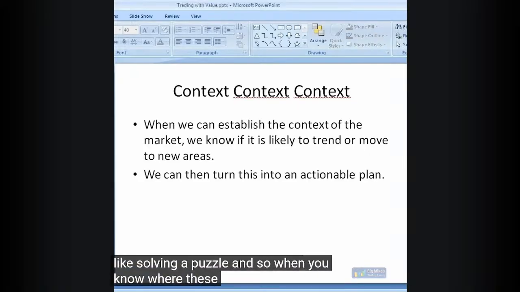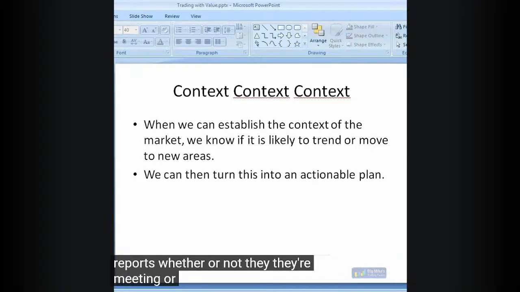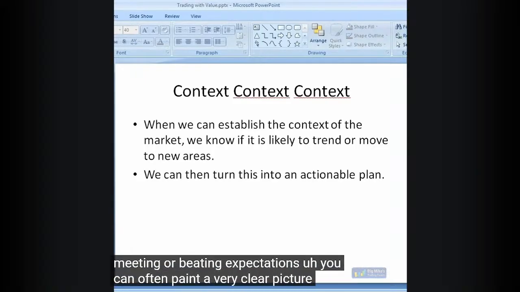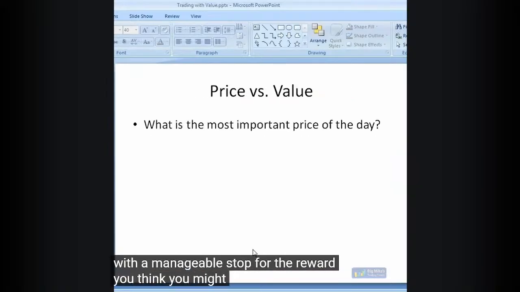And so when you know where these areas of high and low volume are and what the price action is doing, and then you can see the news reports, whether or not they're meeting or beating expectations, you can often paint a very clear picture of what is likely to happen. And then it's just a matter of getting a position on with a manageable stop for the reward you think you might be working with.